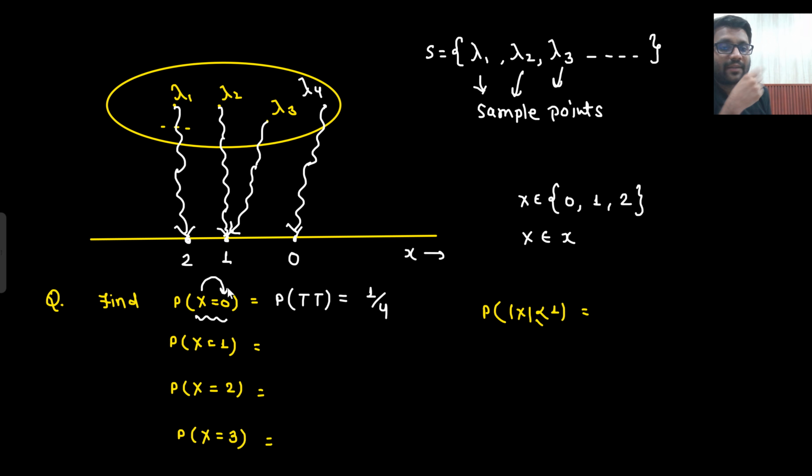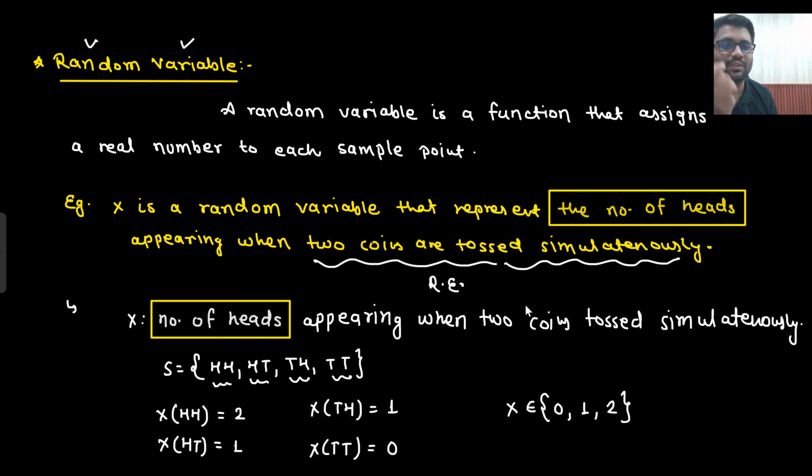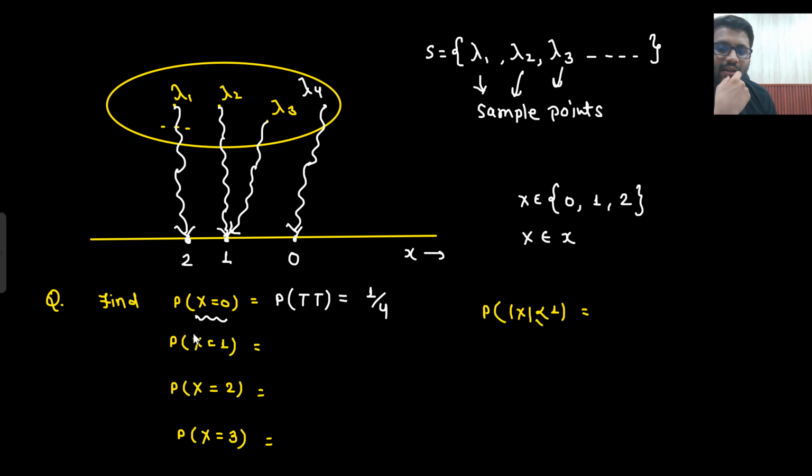They are saying, find the probability of the random variable taking the value 0. What does that mean? That means the number of heads should be 0. What is x here? X is the number of heads. So the number of heads should be 0, and when you toss two coins simultaneously, what is the probability that the number of heads is 0? That is 1 by 4, because your desired condition is only getting tail-tail. Let's see the next question. What is the probability of random variable x taking the value 1?